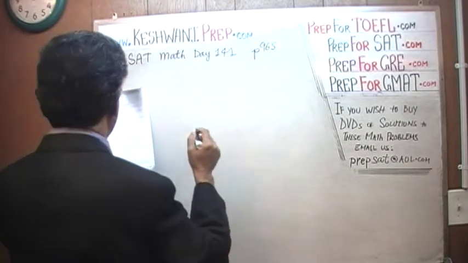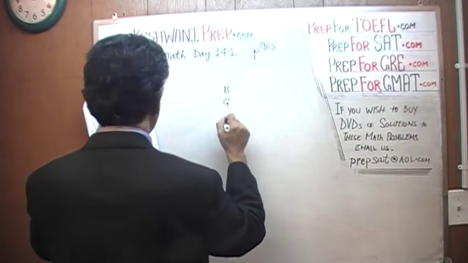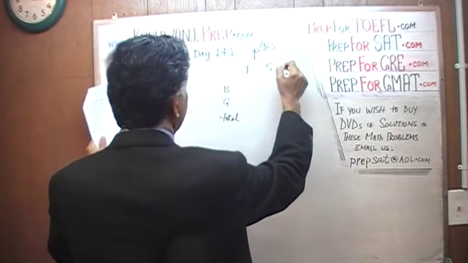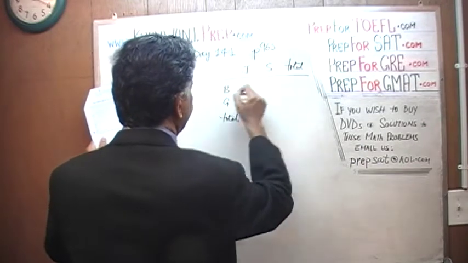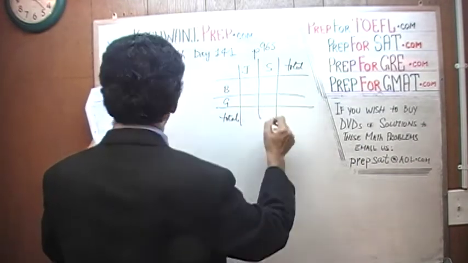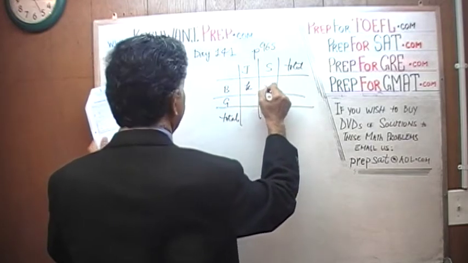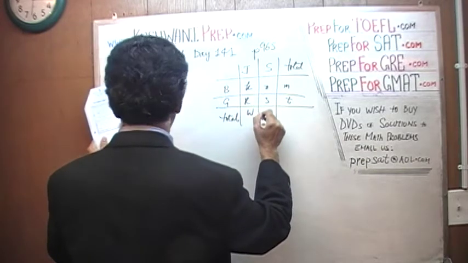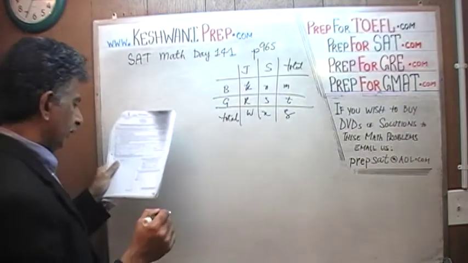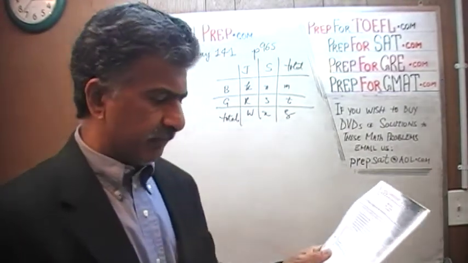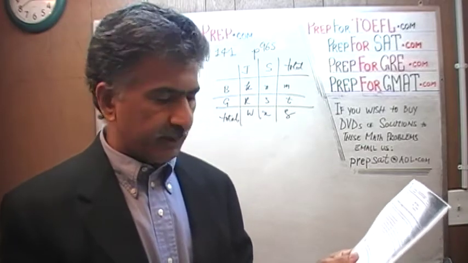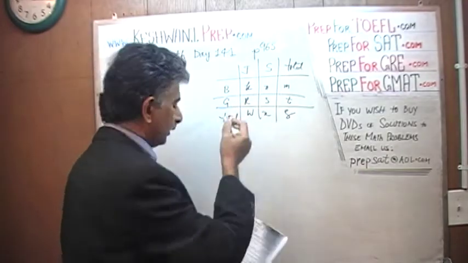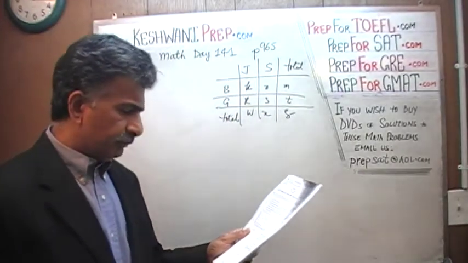Number 2. In number 2, we are given boys, girls, and total. And here we are given juniors, seniors, and again total. K, N, M, R, S, T, and W, X, and Z. The question is, which of the following must be equal to Z? It says in the table above, each character represents a number of students in that category. In other words, we have K number of boys who are juniors, we have S number of seniors who are girls, and so on and so forth.